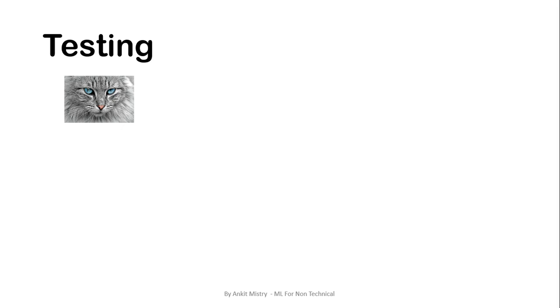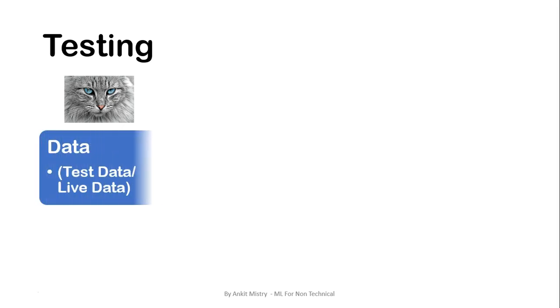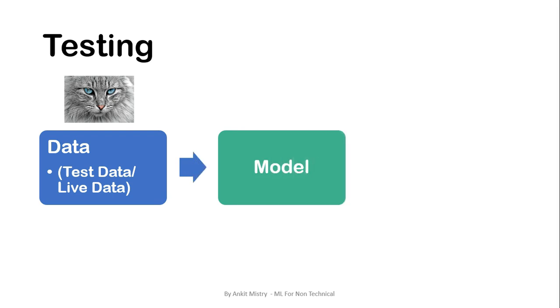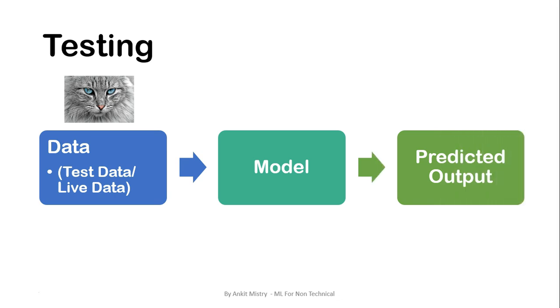Now the next task is testing. So here you have either live data available or some sort of test data available with you, and this test data you will apply to the model you have created in the training phase, and this model will eventually return the predicted output, whether this particular image is a dog or a cat or it is something else. So that is the basic idea behind the training step and the testing step.